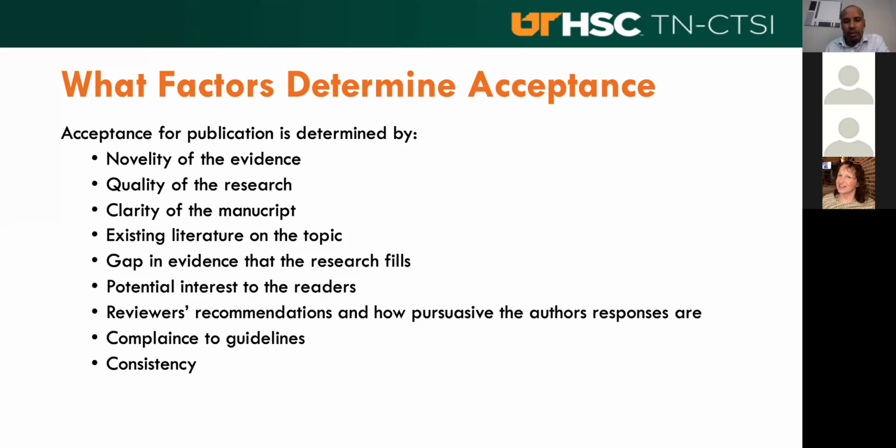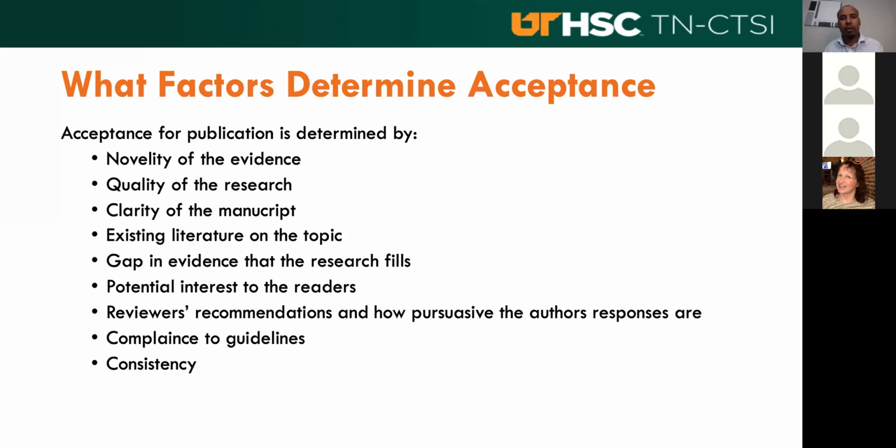Existing literature on the topic is another determining factor for whether an article can be published. If there is a lot of evidence already on the same topic and you are writing a manuscript, you have to convince why your article is relevant. So if there are a lot of articles, it's less likely that yours can be published, but you can still try and convince why your article should be published.